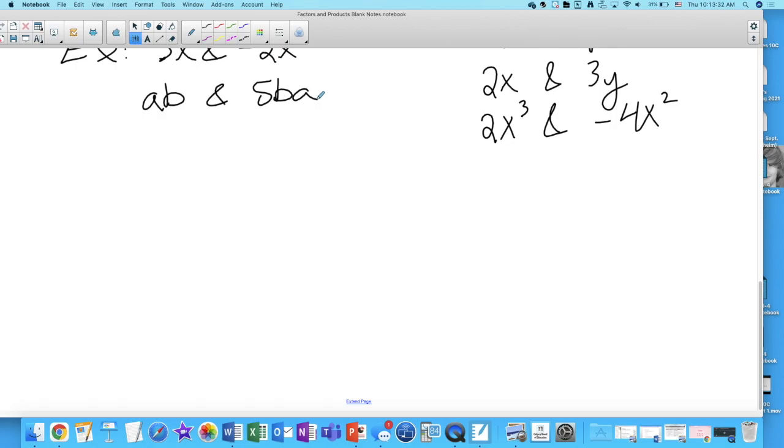Okay? What about A squared B and AB squared? No, right. So A squared B and AB squared. Those are unlike. You can tell from the expansion. This one is A times A times B. This one is A times B times B. Those are different.